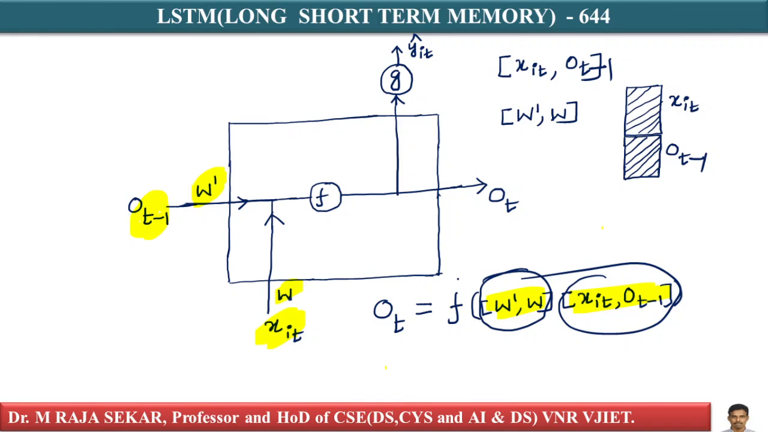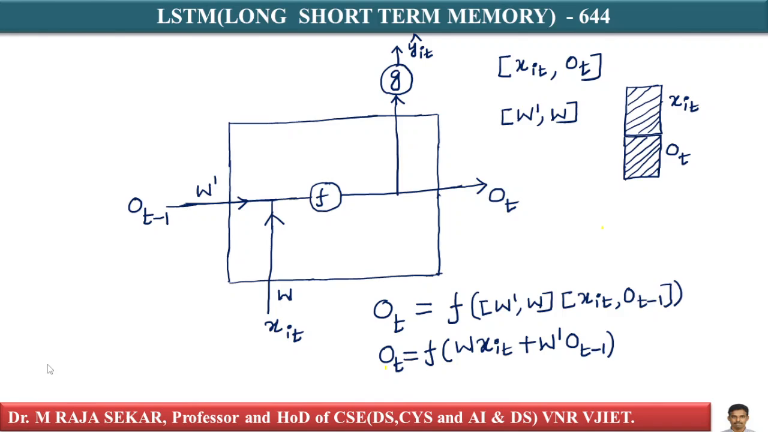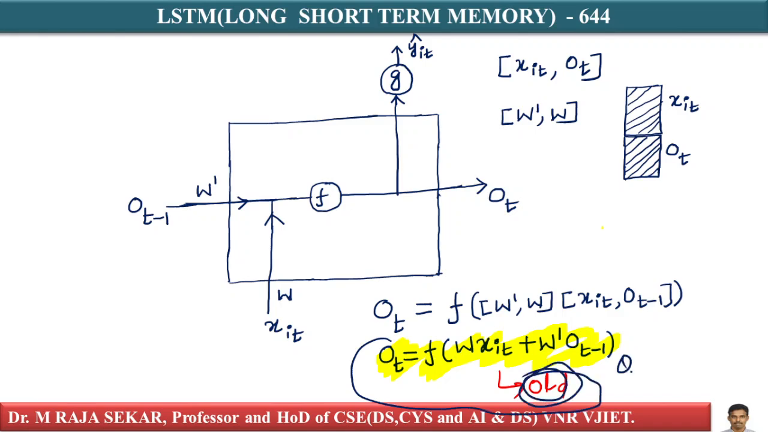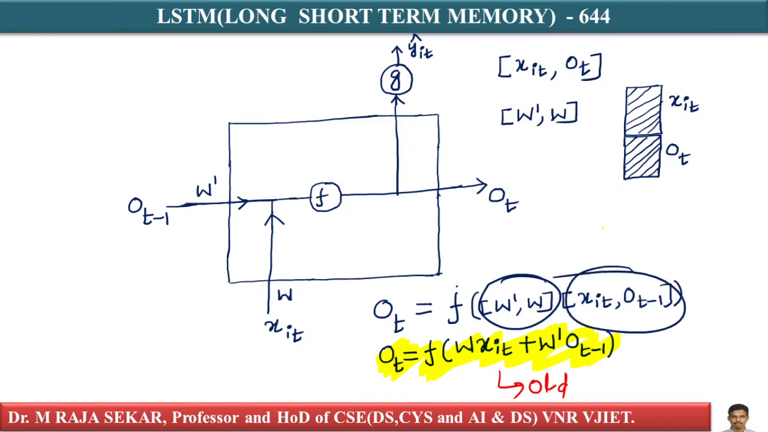If you recall the previous one, this is the old one. In the previous notes, in the old notation, here we are summing up. Instead of the sum operation, I am concatenating W and W dash, and I am concatenating xit and OT minus 1.